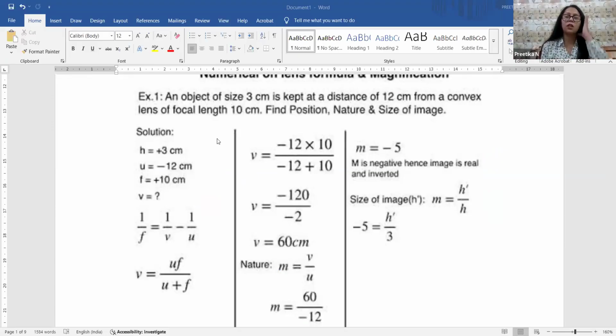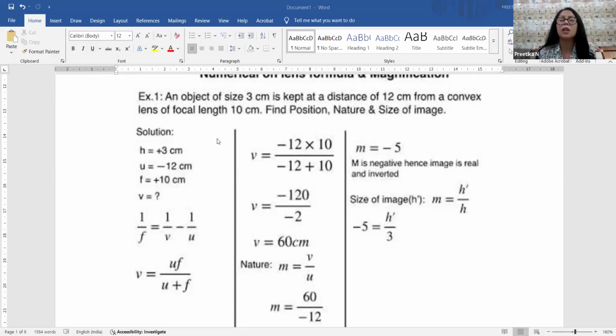So we are provided with the height of the object, that is 3 centimeter. Then it is kept at a distance of 12 centimeter, that is u, which is given as 12 centimeter. And what should be the sign of object distance, kids? Minus. Why? Ma'am, because it is on the left side of the lens. Perfect, Manmeet, you got it right. So because it is always on the left hand side, somehow we have to take the minus into the picture. Then the convex lens focal length was 10 centimeter. Because it is on the right hand side, we'll be taking it as positive.